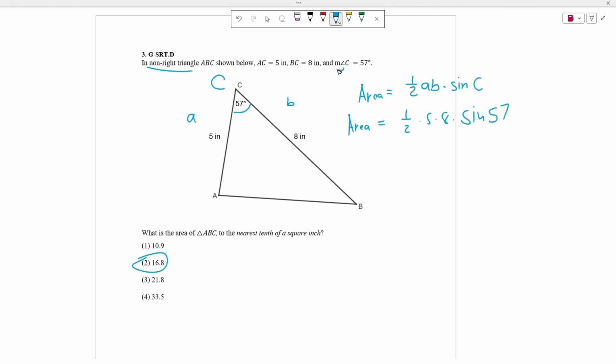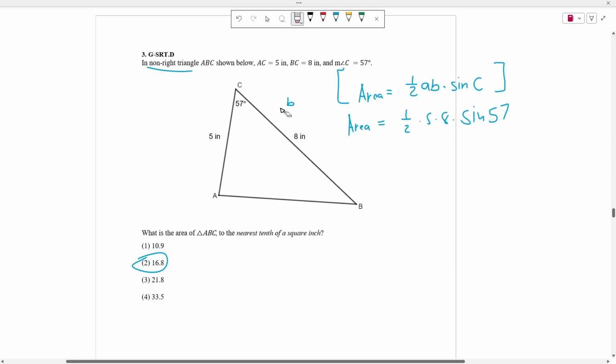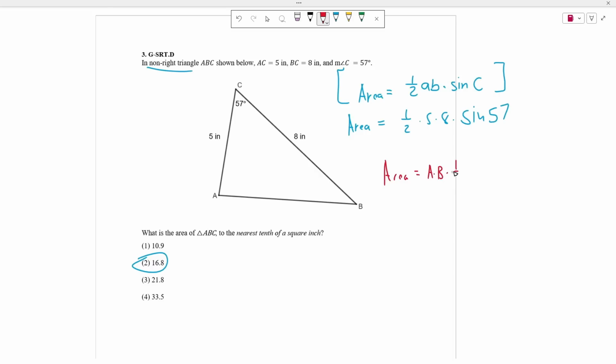So this is a very, very important formula that you need to remember, specifically for non-right triangle area. All right, let's say you forgot this formula though. What could you have done? Well, you could have realized that the area of a triangle is equal to its altitude, I'll just call that a, times its base, times 1/2.